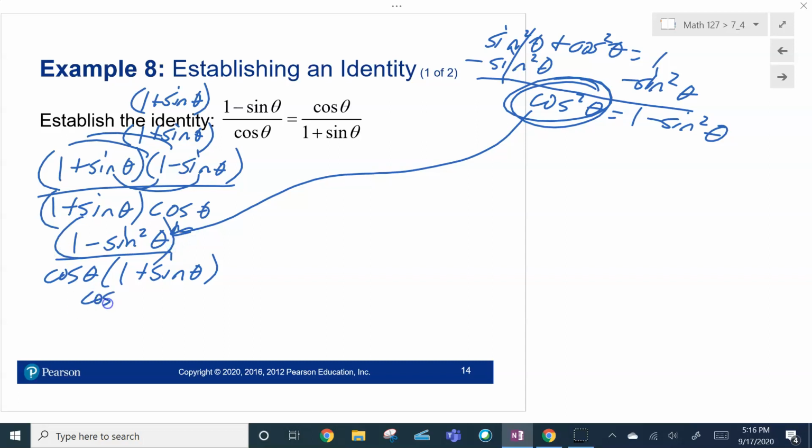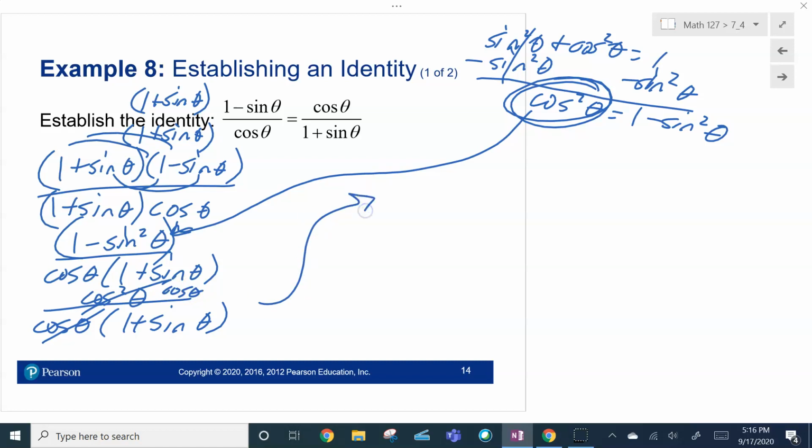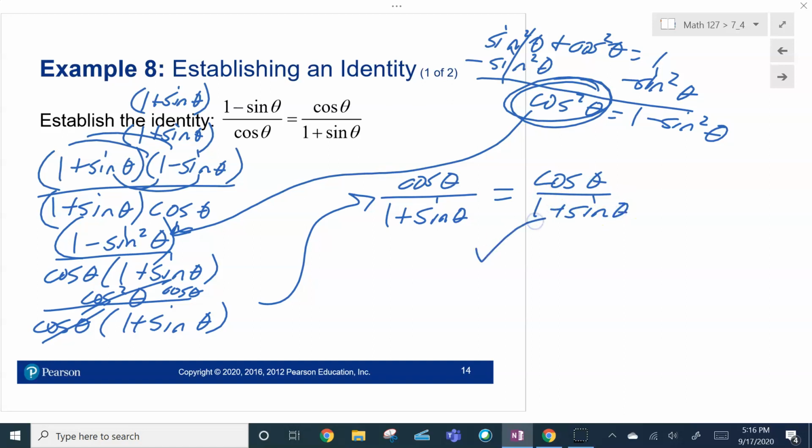So I'm going to make that substitution right there for this 1 minus sine squared. So now I've got cosine squared theta by substitution over cosine theta times 1 plus sine theta. And notice one of those in the numerator cancel with that. So we're just left with 1 cosine theta. So I've got cosine theta over that 1 plus sine theta. Hey, there it is. We just established that identity as well.